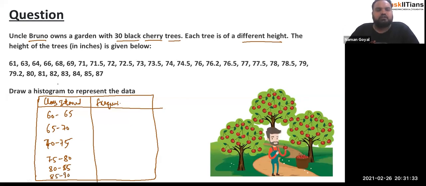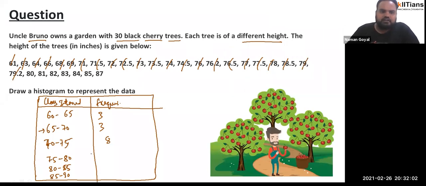So how many trees are there whose height is between 60 to 65? 65 is not included in this one. 65 is included in this one, okay. So 1, 2, 3. Now 65 to 70: 1, 2, 3. 70 to 75: 1, 2, 3, 4, 5, 6, 7, 8. 75 to 80: 1, 2, 3, 4, 5, 6, 7, 8, 9. 80 is not included in this one, right? 80 to 85: 1, 2, 3, 4, 5, and 2, right?